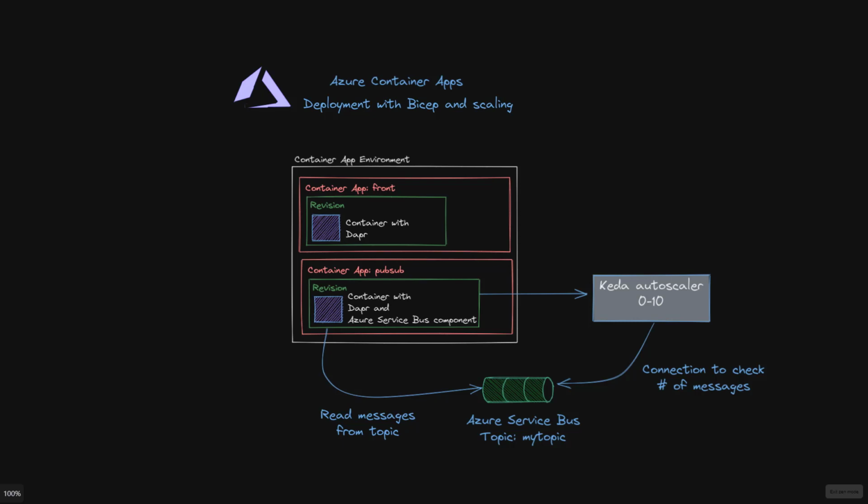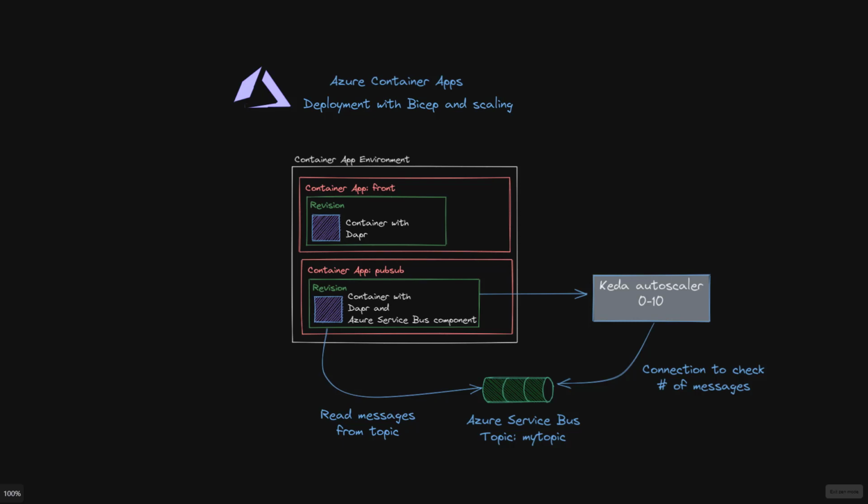Hey everyone and welcome. In this video, I'm going to take a look at Azure Container Apps again, but this time focus on deployment with Bicep and also scaling. In the previous video, we looked at deploying with Azure CLI, and we also looked a little bit more in detail at how Dapr works. Now we're still going to use Dapr, but we're mainly going to focus on the scaling aspects.